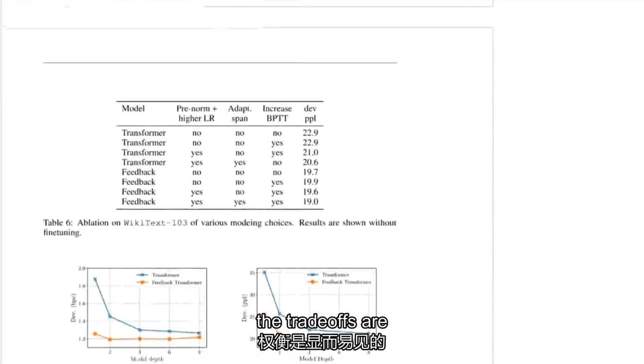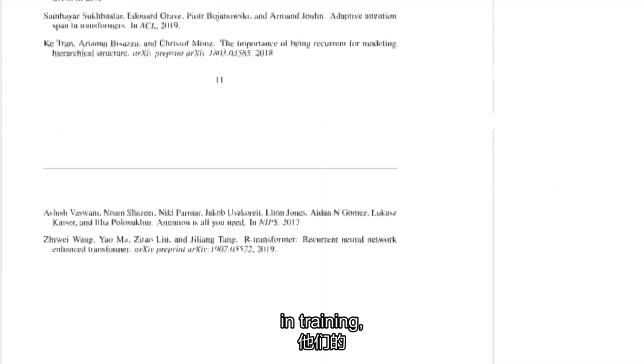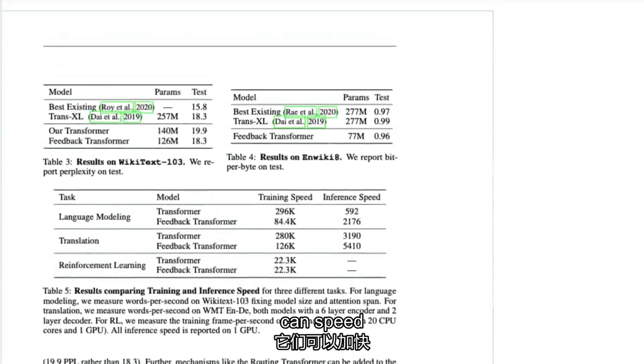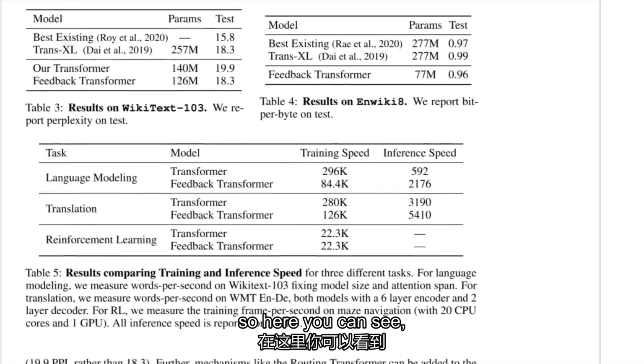The trade-offs are evident. They have a table somewhere where in training they are much slower. However, on inference, actually they can speed up quite a bit because they share a lot of the weights among layers that others don't. So here you can see, for example, in language modeling, the original transformer has much higher speed, I think tokens per second, than the feedback transformer.